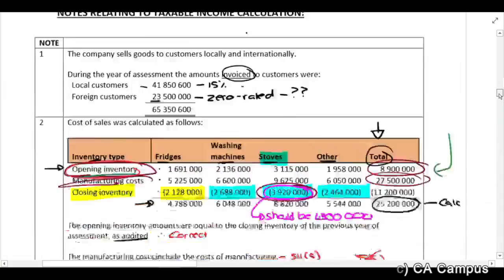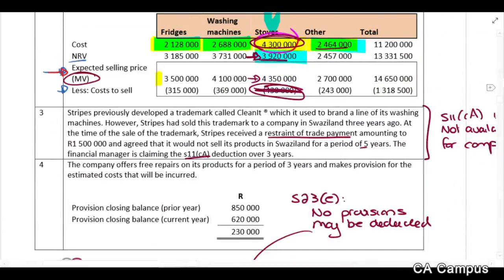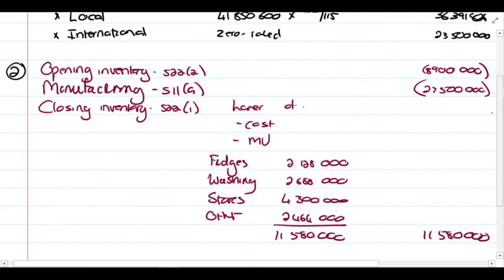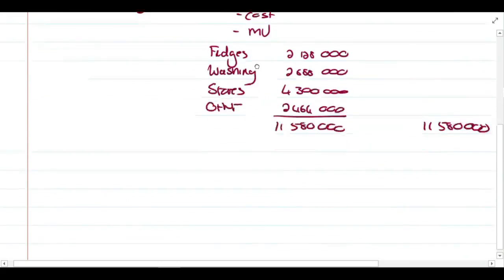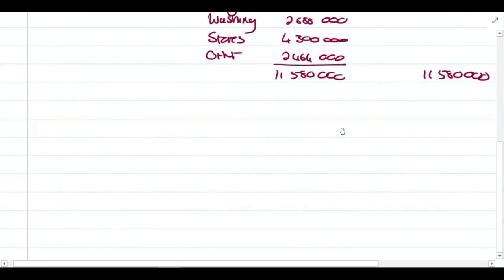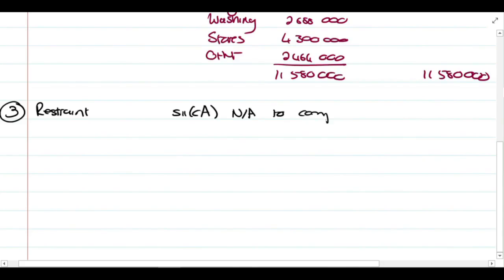Right, number 3 is the restraint of trade, and we received this restraint of trade in the past year. This told you 3 years ago that we received it, and restraint of trade would not have been taxable at that point in time because the restraint of trade is capital in nature. So you just say restraint, and then I'm just going to say elections section 11CA not available to the company.